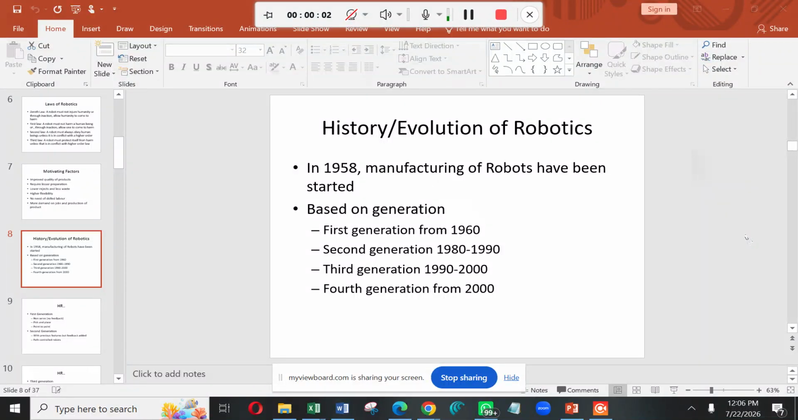So let us see, what are the different generations of robots and what are their features? The first generation started at 1960, the second generation robots started at 1980, the third generation robots started at 1990, and the fourth generation robots came at 2000.